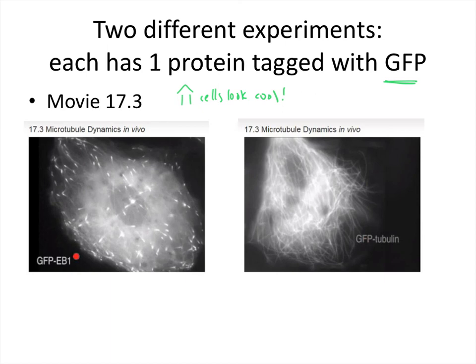And so the answer is that EB1, this is part of the GTP cap. And so basically we can see just the GTP cap for growing microtubules in this part of the video. Whereas over here we're labeling the entire microtubule, whether it's growing or shrinking.